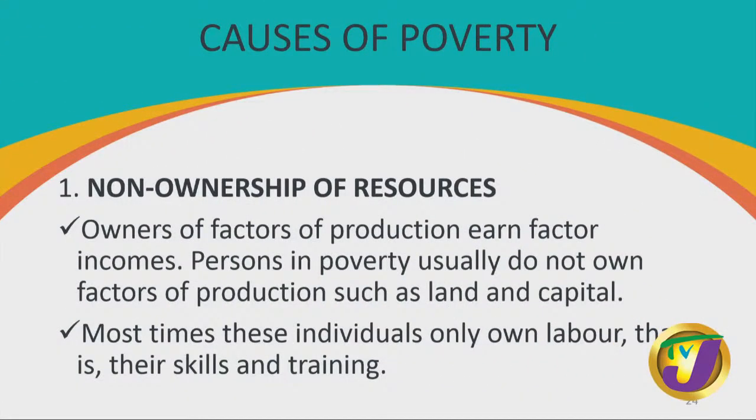Now, what are some of the causes of poverty? The first one, you don't own resources or factors of production. So the owners of factors of production will earn factor incomes or factor rewards. So persons in poverty usually do not own factors such as land and capital. And if you remember the rewards, the reward for land is rent, and for capital it is interest. So most times these individuals, they only own labor, that is their skills and training.